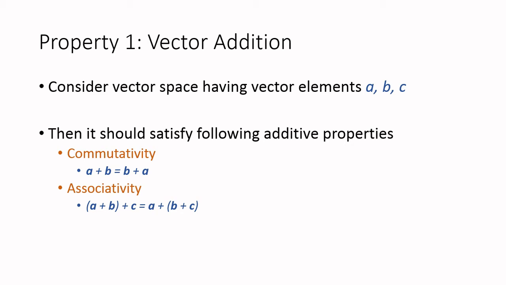Now let us consider one of the operations which a vector space must satisfy, that is vector addition. Let us consider one vector space having vector elements A, B and C. Then this vector space satisfies these two properties, commutativity and associativity. In commutativity, the vector A when added to B will be equal to vector B when added to A. In associativity, the result of vector A plus B when added to C will be equal to the result of vector B plus C when added to A.